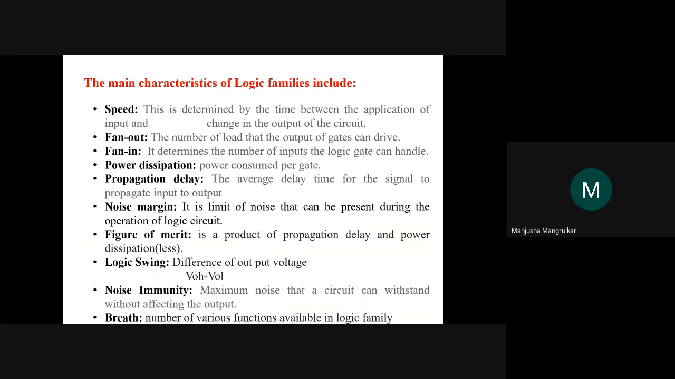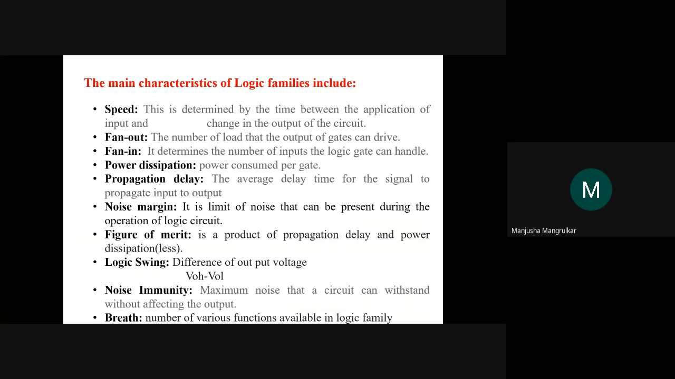Power dissipation means power consumed per gate. Propagation delay is the average delay time of the signal to propagate from input to output. Average delay time: how much average time is required to get the output whenever we give the input.